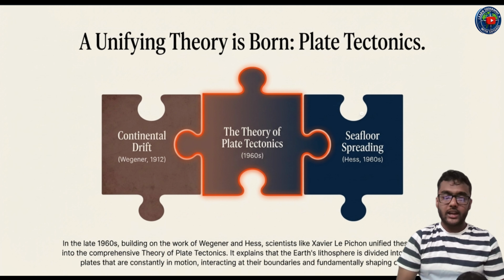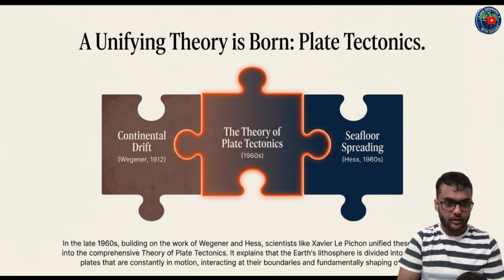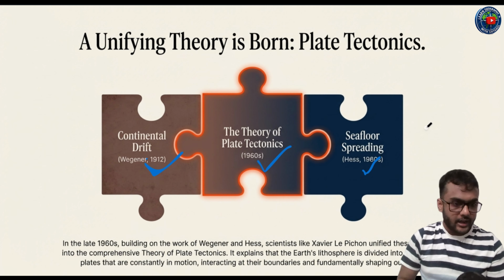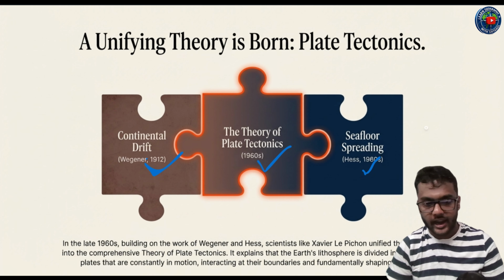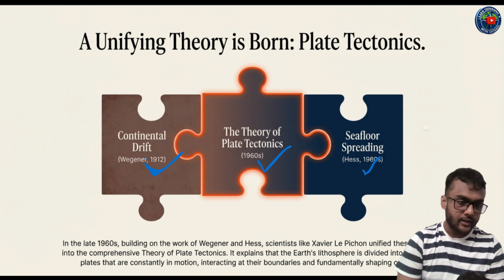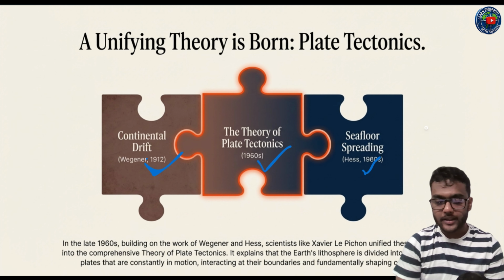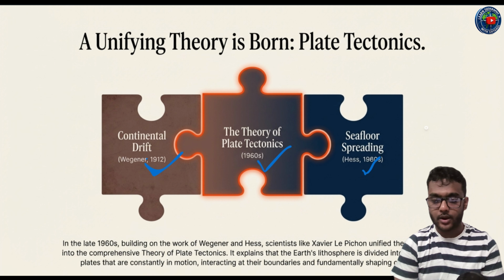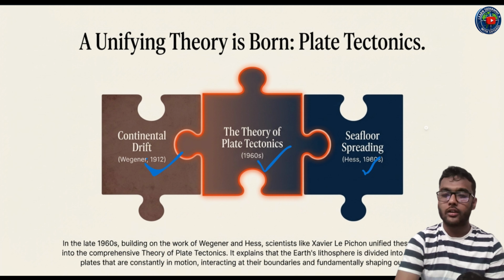Now the unifying theory is born, that is plate tectonics theory. First, continental drift theory by Wegener in 1912, then seafloor spreading by Harry Hess in the 1960s. In the late 1960s, building on the work of Wegener and Hess, scientists like Xavier Le Pichon unified this concept into the comprehensive theory of plate tectonics. It explains that the Earth's lithosphere is divided into a mosaic of plates that are constantly in motion, interacting at their boundaries and fundamentally shaping our world.